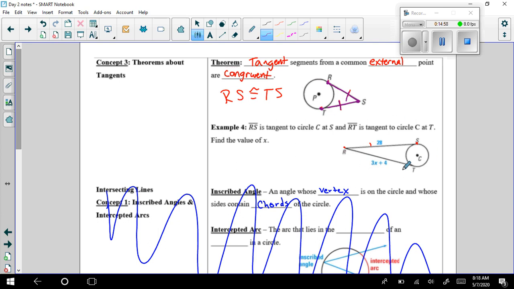All right, once again, that helps you solve problems because if we're trying to find this x value here, we can just set this and this equal. So RS is tangent to circle T at S and RT is tangent to circle T at T. Because they have that common point R, we can say that 28 is equal to 3x plus 4. And then we can just solve that out. So 24 is 3x, divided by 3, and x equals 8.